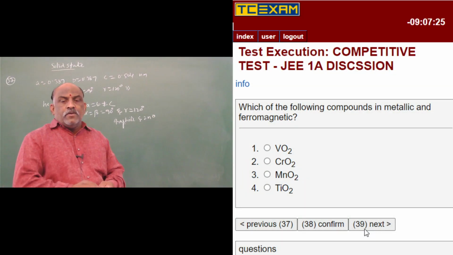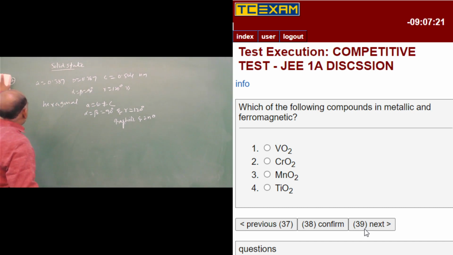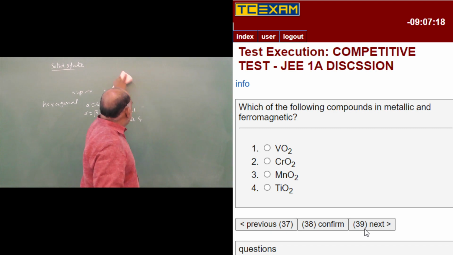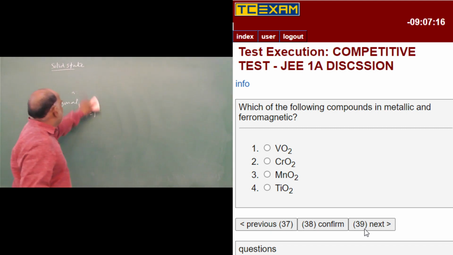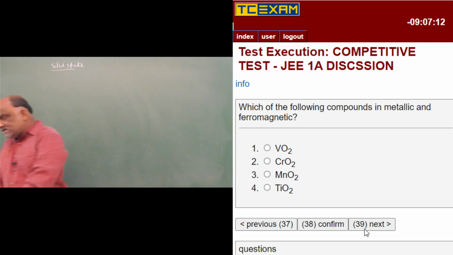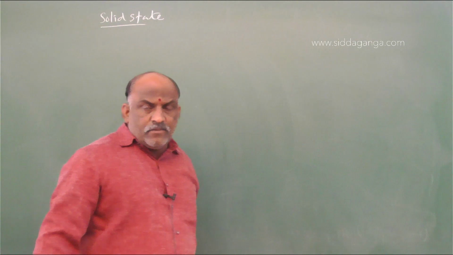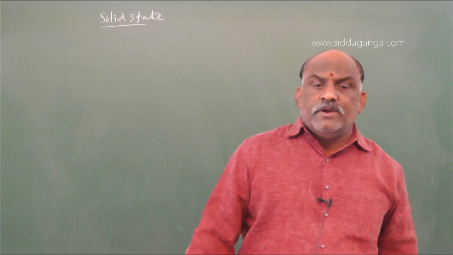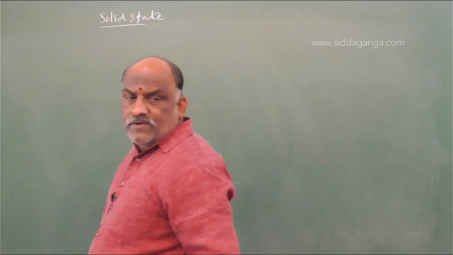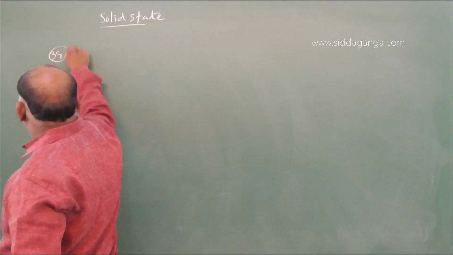Which of the following compounds are metallic and ferromagnetic? This is based on magnetic behavior. There are 5 types of magnetism: paramagnetism, diamagnetism, ferromagnetism, ferrimagnetism, and antiferromagnetism. So here, for ferromagnetic, question number 38.